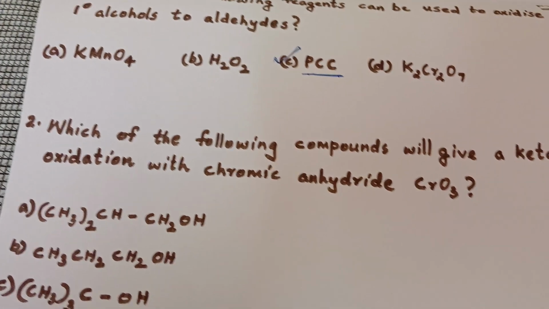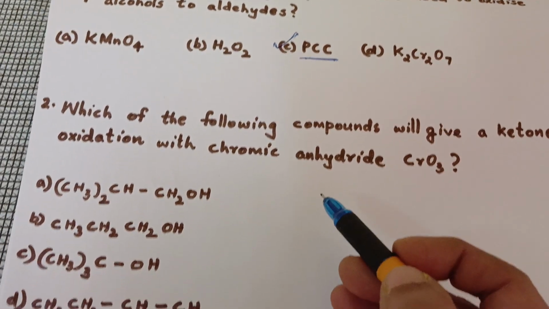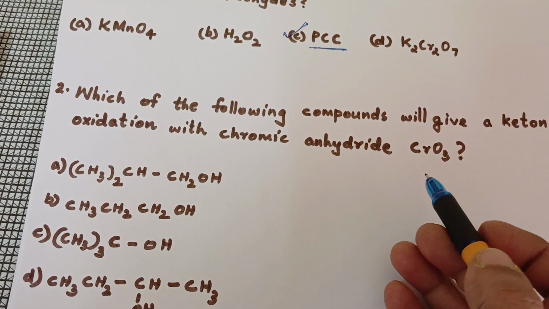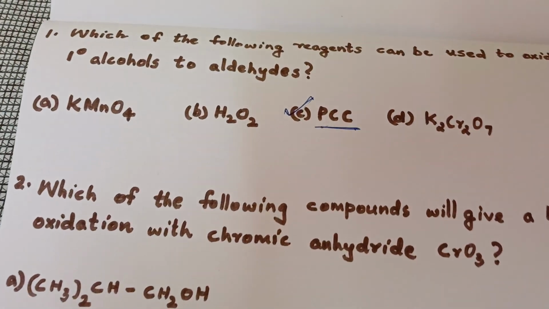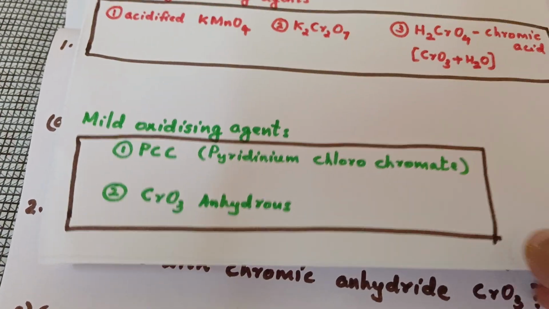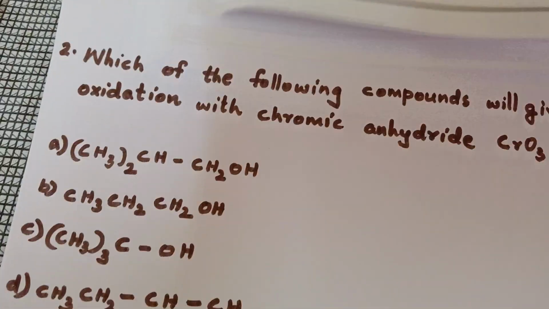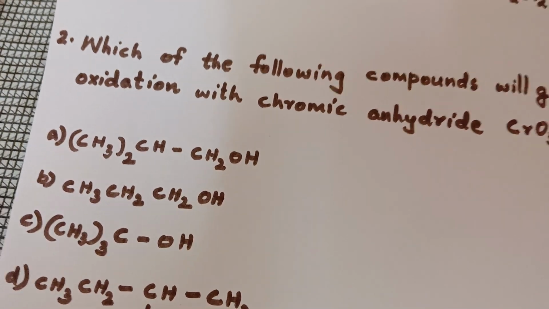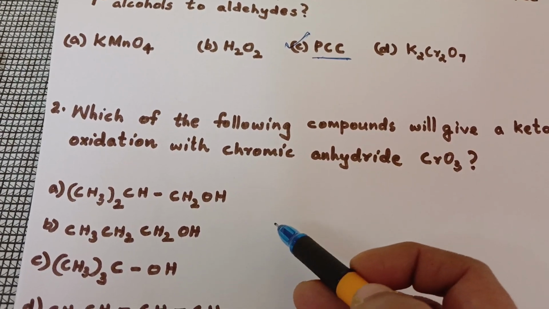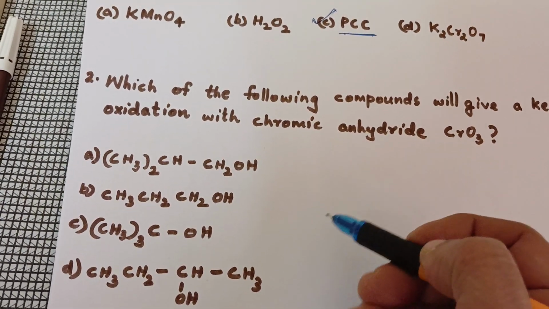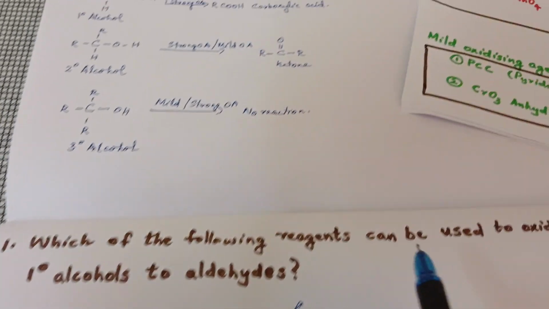Next question: which of the following compounds will give a ketone on oxidation with chromic anhydride, or CrO3? CrO3, we saw, is a mild oxidizing agent. Now some compounds are given to us. We are asked which of the following compounds will give a ketone on oxidation with chromic anhydride, a mild oxidizing agent. So when can we get a ketone?